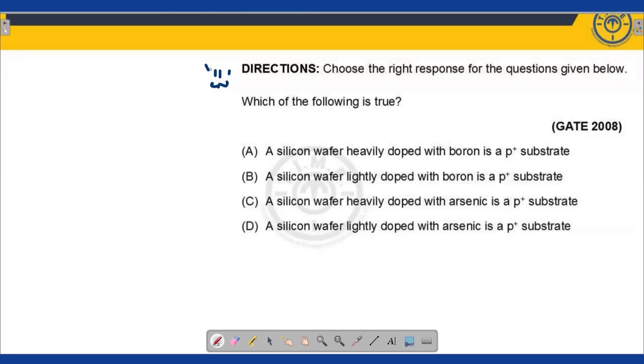Which of the following, my dear friends, is true over here? Which is pretty, pretty important. A silicon wafer heavily doped with boron is a P plus substrate. A silicon wafer lightly doped with boron is a P plus substrate. See here, very, very important is how you are getting the various options over here. This is also yet another important point.